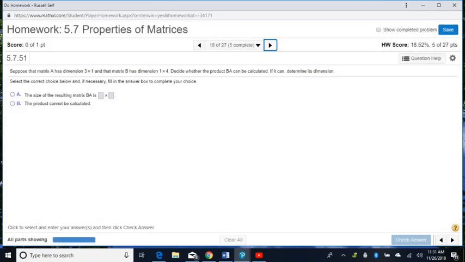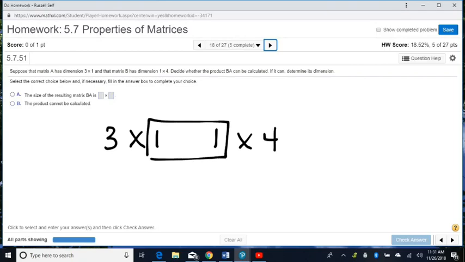Matrix A has a dimension of 3 by 1, and matrix B has a dimension of 1 by 4. They love to give you easy things here. So 3 by 1 and 1 by 4, can those be multiplied together? Well, the inside numbers are the same, so yes. And the answer you'd get when you're finished is a 3 by 4, because it's just the outside numbers. All right?